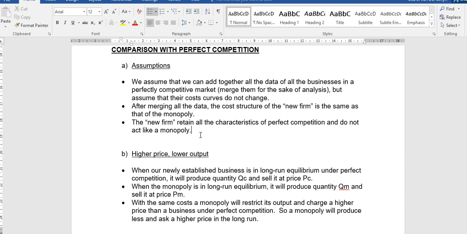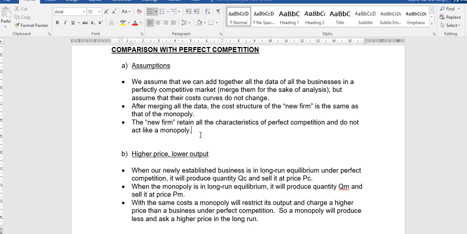Okay, but we are going to assume that when we merge all of them, the costs and the revenue of this new merged firm is the same as one of the individual producers. All right, so the new firm retains all the characteristics of a perfect competitor as one of those individual competitors, and they do not act like a monopoly. So even if we add them together, they are still going to look like individual producers in the perfect market, but just one.